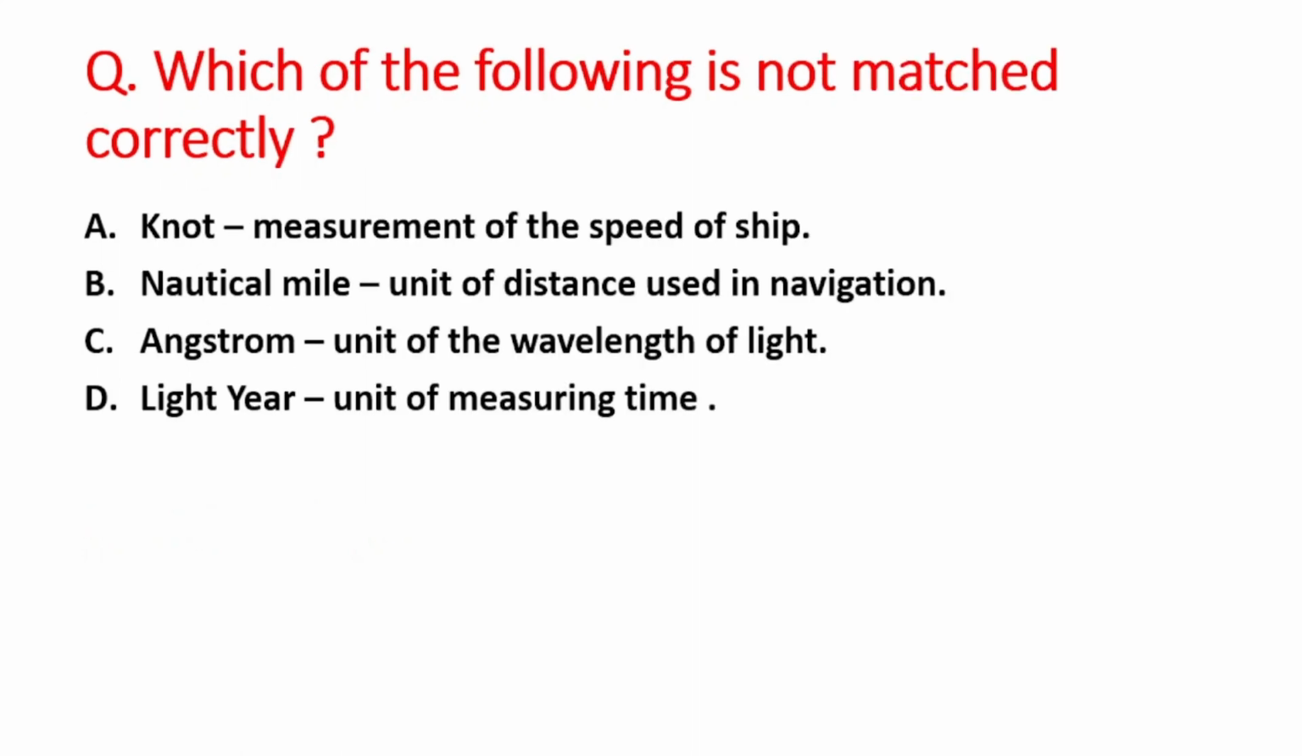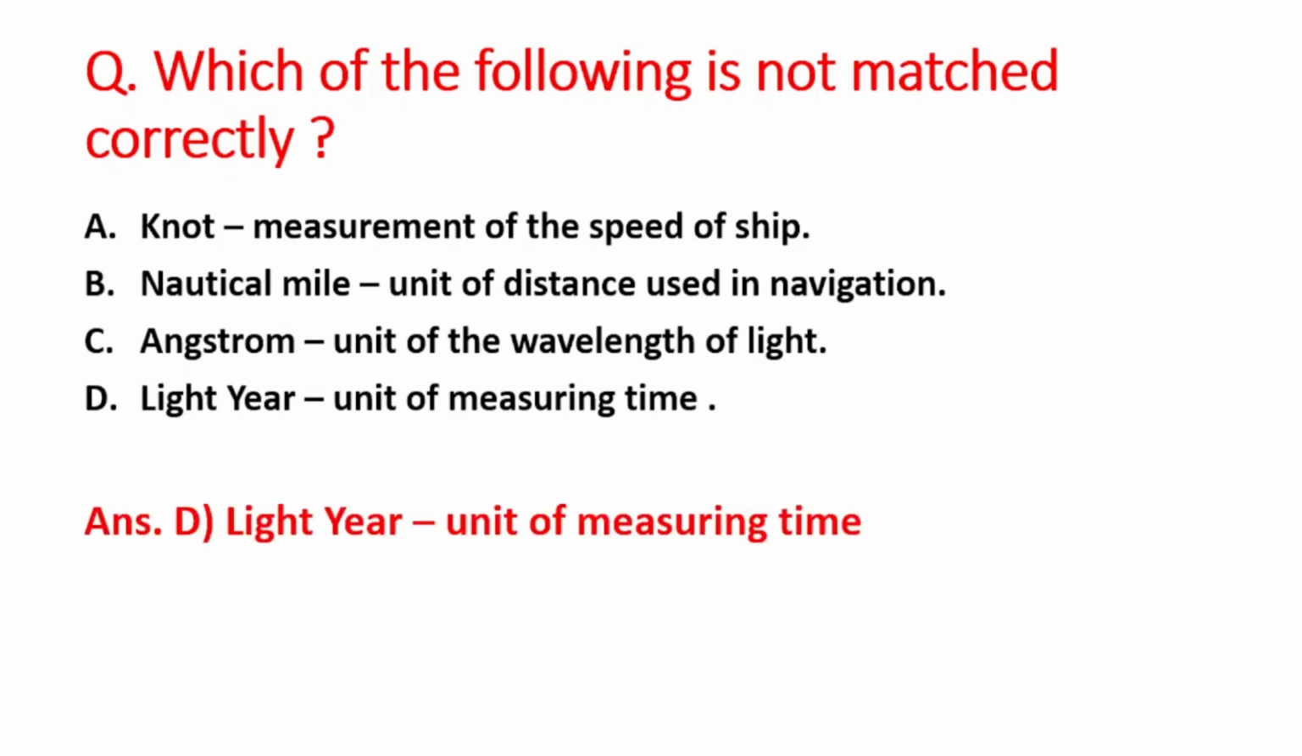Okay. Next question: which of the following is not correctly matched? A option is knot is used for the measurement of the speed of ship. B, nautical mile is the unit of distance used in navigation. C option is angstrom is the unit of the wavelength of light, and last option is light year is the unit of measuring time. So the right answer is option D, that is light year is the unit of measuring time. So this is incorrect. Okay.